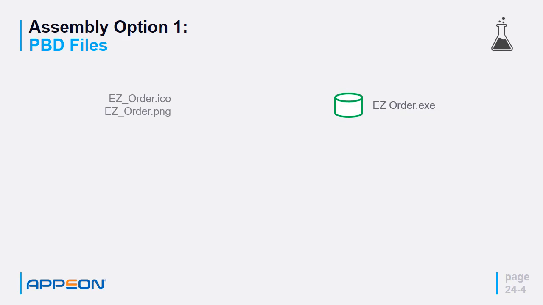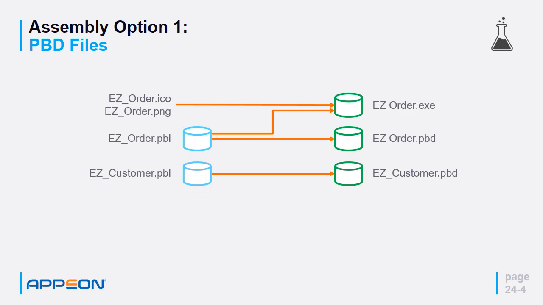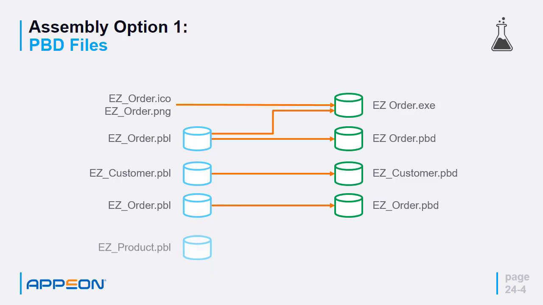Assembly option number 1, portable code or PBD files. In this example, we're going to create an Easy Order application executable. We're going to attach the external resources to that, and also some PowerBuilder components that we've saved in one of the PowerBuilder libraries to the executable. Then for the remainder of the libraries, we're going to create a dynamic link library: customer, order, and of course, products.